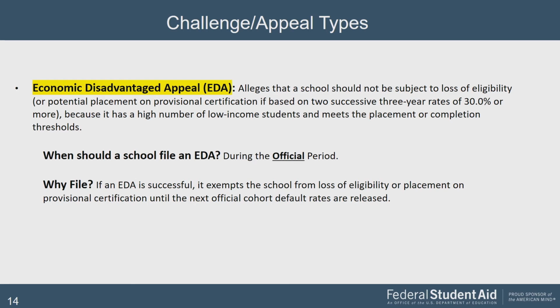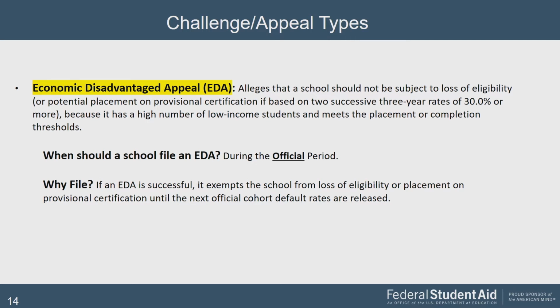And finally, the economically disadvantaged appeal alleges that a school should not be subject to loss of eligibility or provisional placement or provisional certification if based on two successive 3-year rates of 30% or more. Because of the higher number of low-income students, it meets the placement or completion thresholds. This is also submitted during the official cycle, and if an EDA is successful, it exempts the school from loss of eligibility or placement on provisional certification until the next cohort default rates are released.